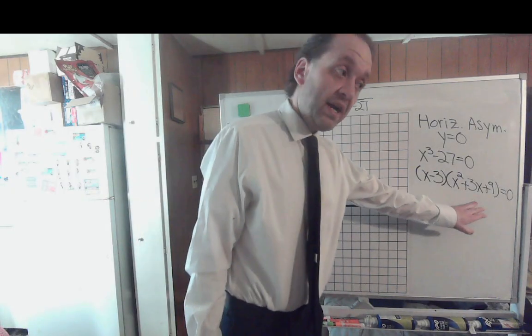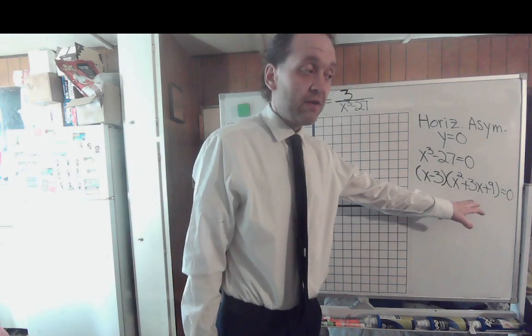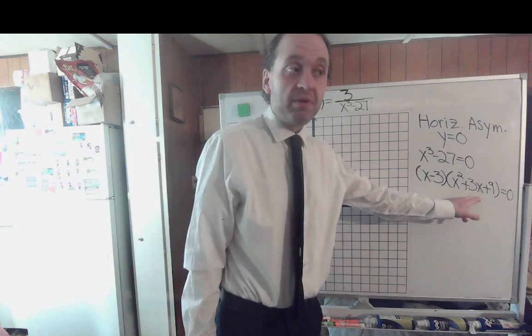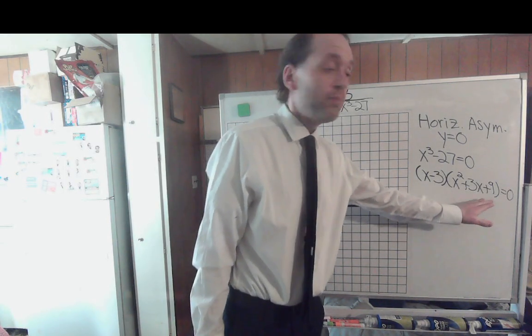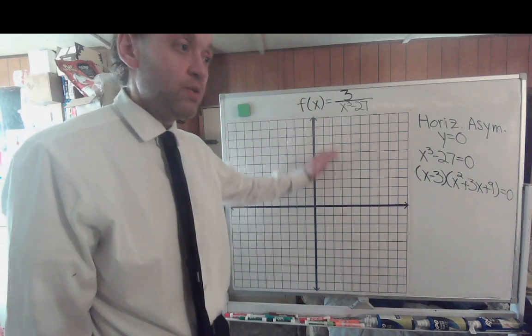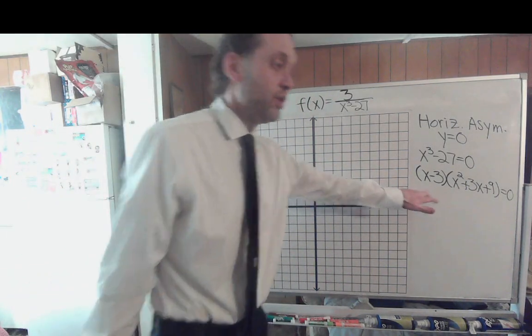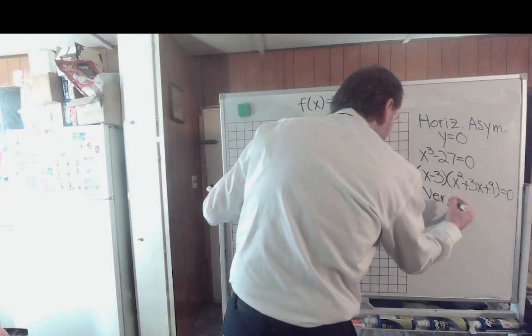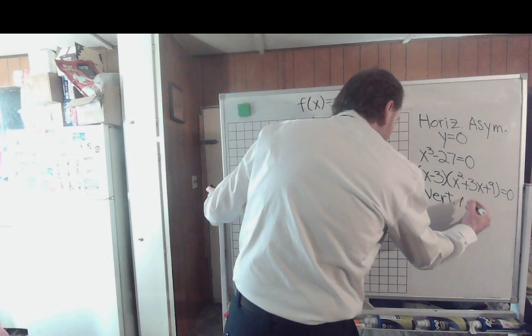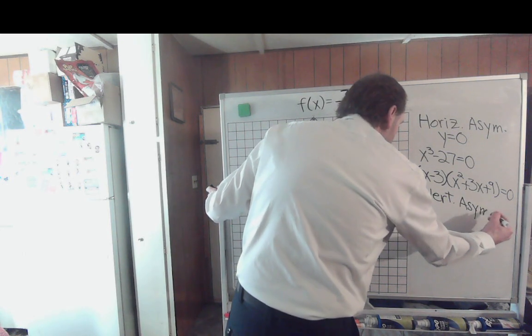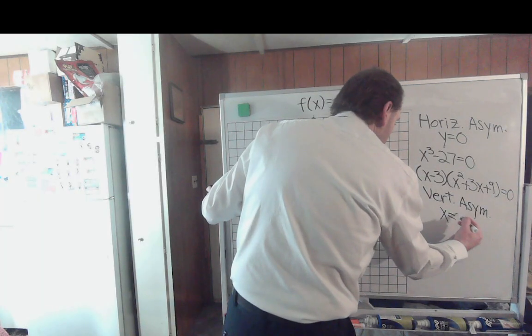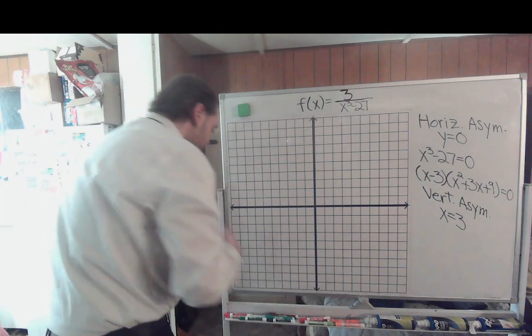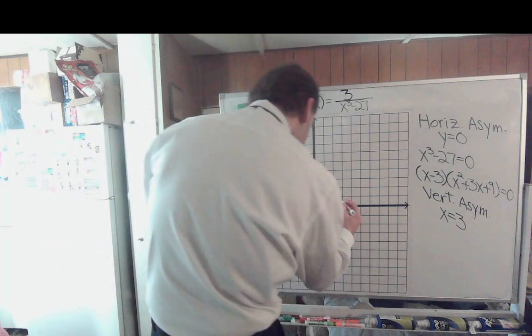But for your quadratic factor, you have to use the quadratic formula, which gives you 2 imaginary solutions. We don't care about the imaginary solutions because they don't help us with the graph. We only care about the real solutions. So you'll have a vertical asymptote at x equals 3. Vertical asymptote can be found at x equals 3. So let's go ahead and plot that.